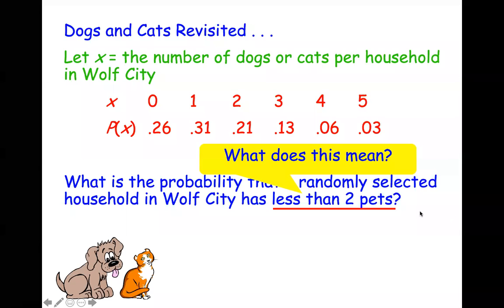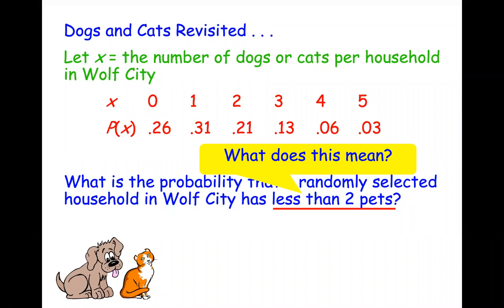Want to try this one out? No, I don't know this one. Well, perfect. Let's try it. So what does this mean, Clancy? Less than 2 pets. I don't know. So think about the X values. Which X values are less than 2? Zero and one. Or the P of X or the X? The X, yeah. Which X values are less than 2? 0 and 1. 0 and 1, perfect.